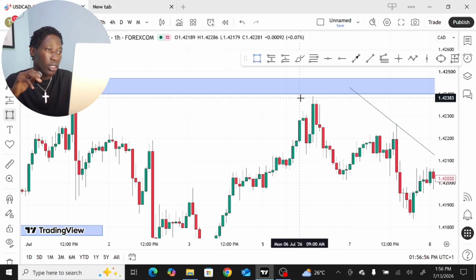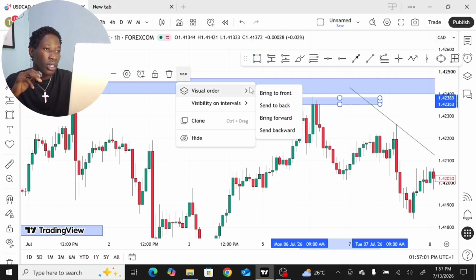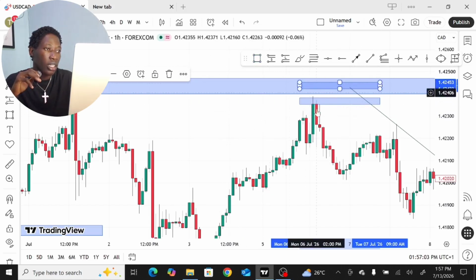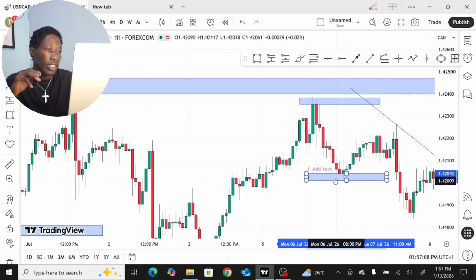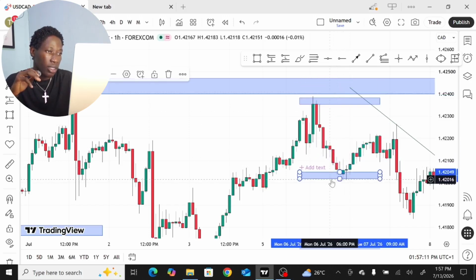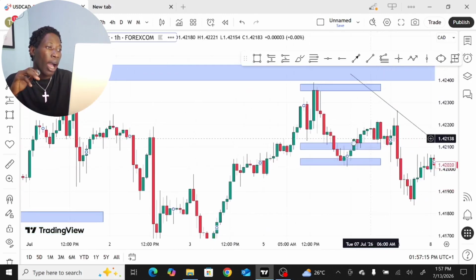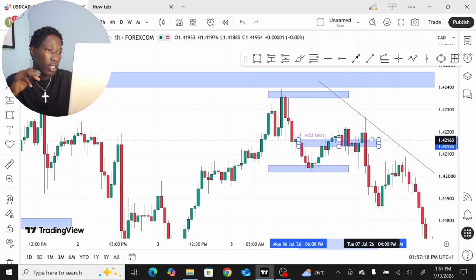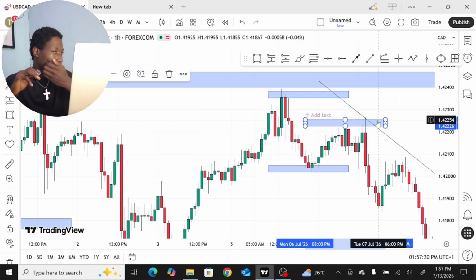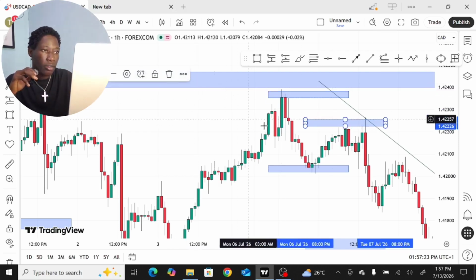So let me start like this. The market created a high here, right? The market then created a low at this point, which is fine. Then it created a lower high. Okay, fine, created a lower high.